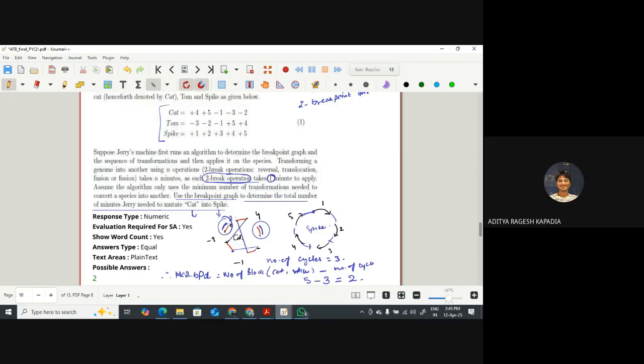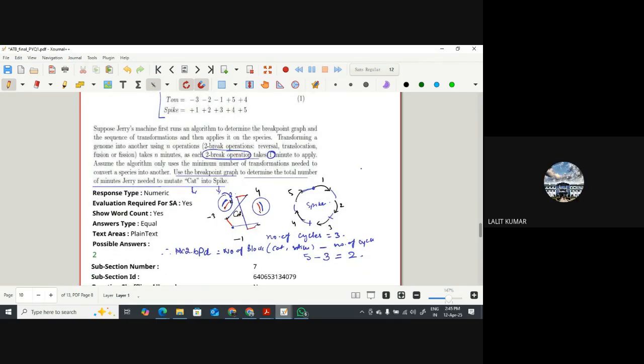Where is this 5 coming from? These 5 are the number of these: 1, 2, 3, 4, 5. The number of syntenic blocks. Yes, the number of syntenic blocks.